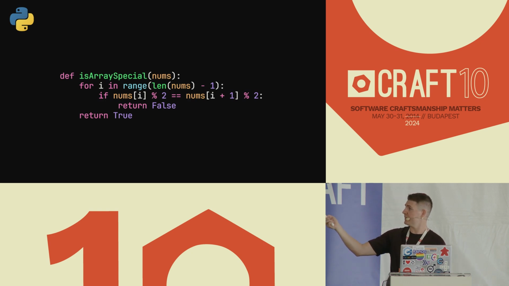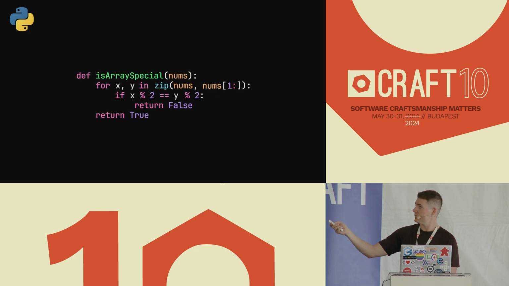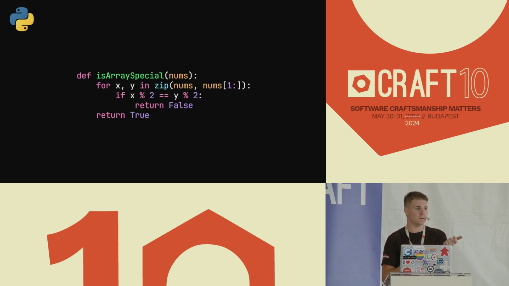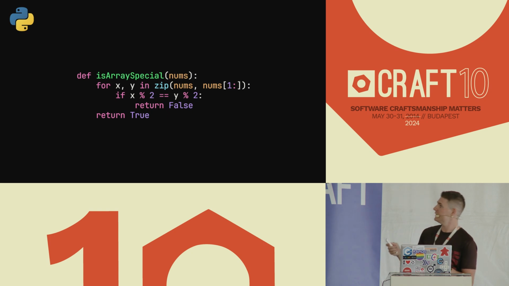So we can avoid our index by zipping our initial sequence nums with what's called the tail of that sequence. So we drop the first element, and then zip will short circuit, and then we can destructure or unpack our two adjacent elements into x and y. And now we don't have to do that nums bracket i plus 1. This is better. I still don't love it, but it is better. The next adjustment is that now that we don't have indices, we can turn this into a generator expression.